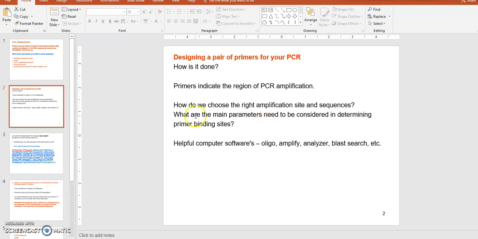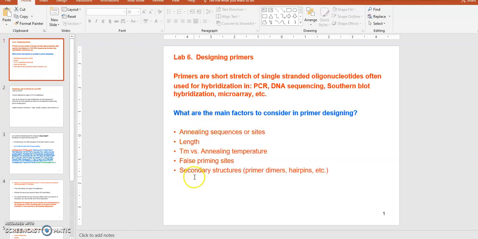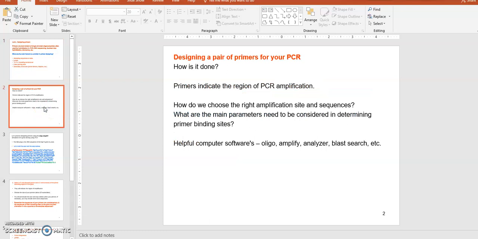Then the question is, how do we choose the right amplification site, the primer binding site, and their sequences? What are the main things we need to consider when determining the primer binding site? That's what we're going to study today. You need to consider all the things we talked about. Not only that, you also need to consider whether you can make the PCR product that you need by designing the two primer binding sites. It should be large enough to contain the entire gene sequence that I'm looking for.